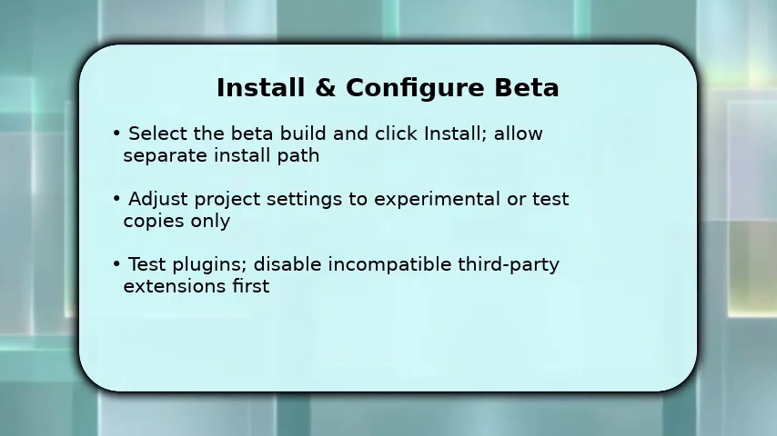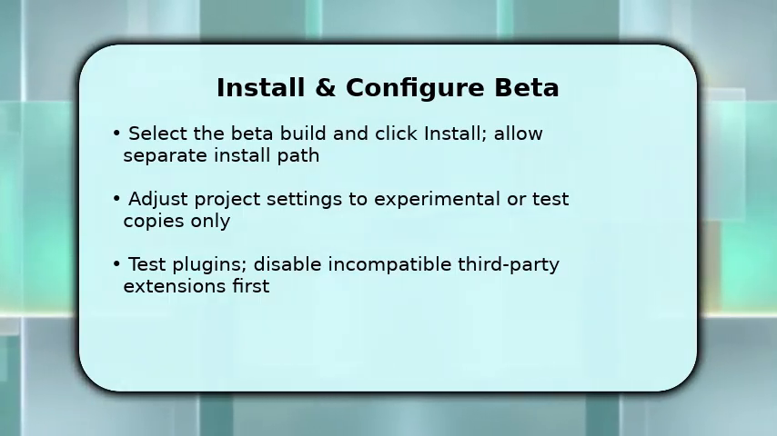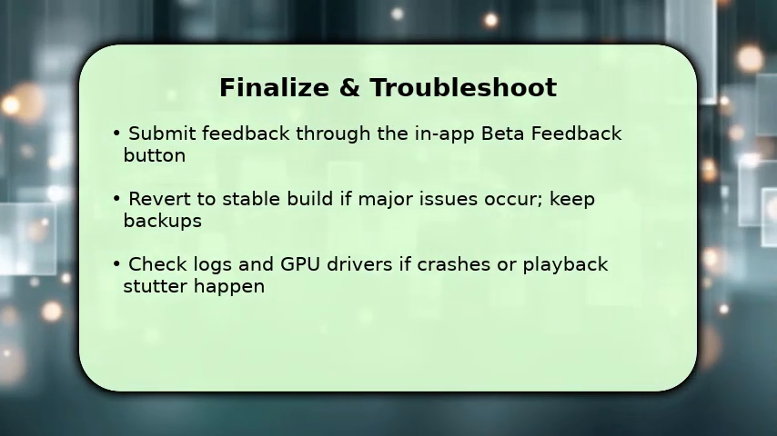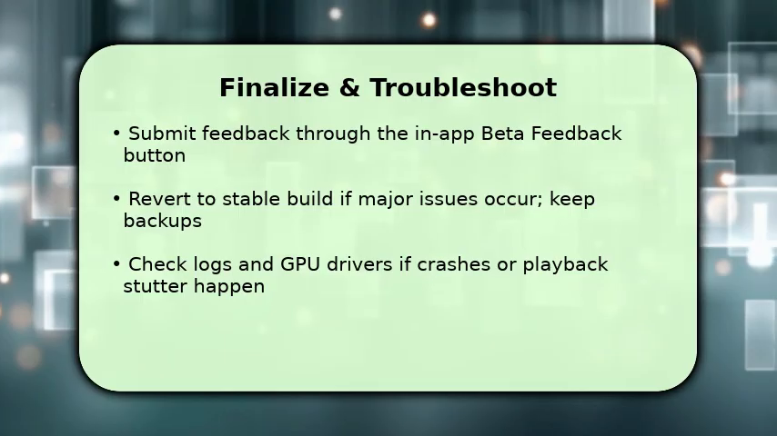To finish, actively use the beta and send concise bug reports via the in-app beta feedback tool. Include steps to reproduce and system specs so Adobe can act. If you encounter major instability, revert to your stable Premiere Pro and restore backups.